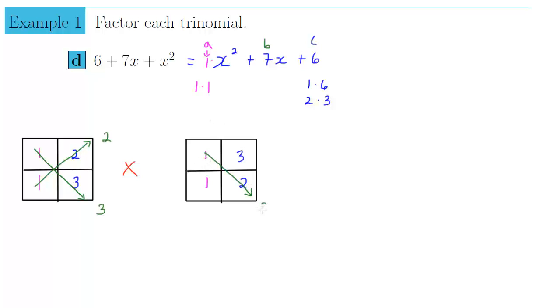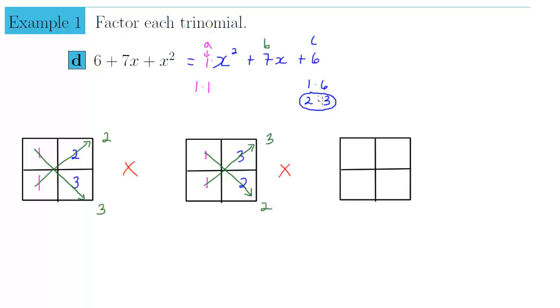1 times 2 is 2. 1 times 3 is 3. 2 plus 3 is once again not 7, it's 5. So this box doesn't work either. All right, let's try another one. So we've exhausted all the combinations that have 2 and 3. So we know that pair of factors is not going to be in our final factored form. So let's move on to 1 and 6. I'm going to put 1 and 1 here, and I'm going to put 1 and 6.